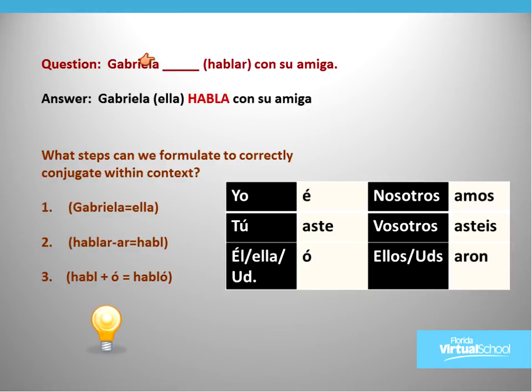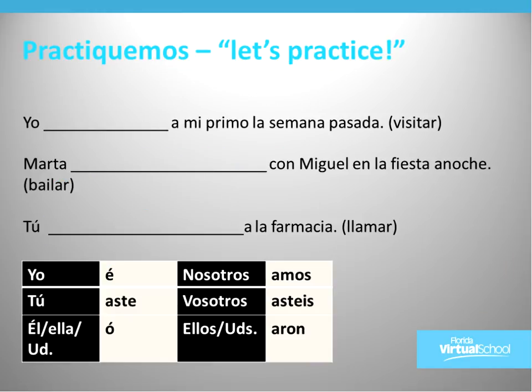We're working on 3.04, conjugating -AR verbs in the preterite. So let's practice another one together. Practicamos yo, and then we want to conjugate this verb visitar in the yo form, so that I can say, I visited my cousin last week. Yo blank a mi primo la semana pasada. Here's our yo ending. Anybody want to take a guess? Maybe type it in the chat box or type it up here on the whiteboard in this blank. How would we conjugate visitar in the preterite yo form?